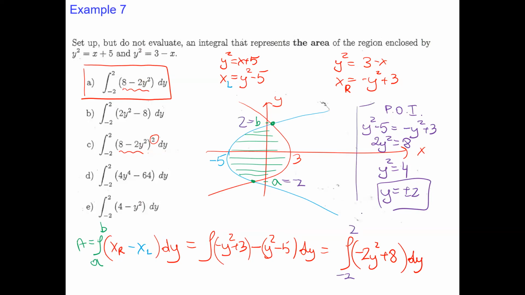Please make sure that you know the points of intersection, identifying the right-hand side and the left-hand side. We don't have to evaluate. This is the answer. That's not a good option, and these are some extra distractors. Perfect question for your test. Thank you and enjoy the areas between curves. Thank you so much.